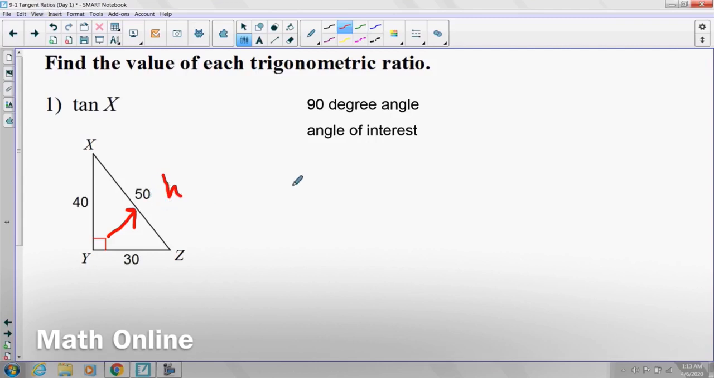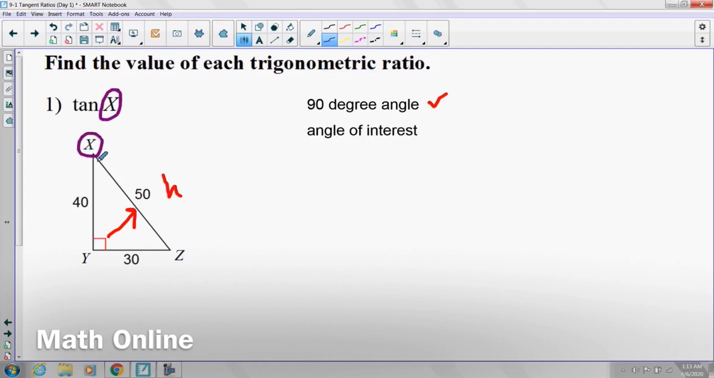Now, the next thing that we need to find is the angle of interest. Where do we find the angle of interest? On our problem, do you see that? Tangent of what? Tangent of x. So therefore, our main focus is x. Where's angle x here on the right triangle? Oh, there it is. So this is the angle x.